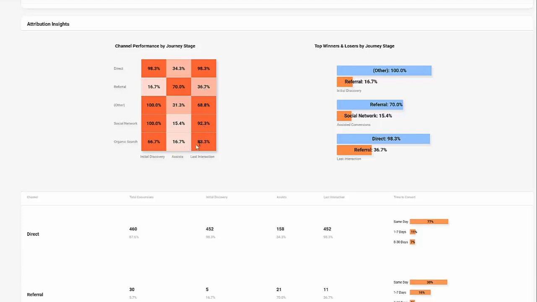And with search, there's more last interactions from search than there are initial discoveries. So that means that people are discovering Zag wherever, then they're Googling us, and that has a higher proportion of conversions than initially discovering us with Google. So it's really important for us to rank for branded searches based on what I'm seeing here. Okay.